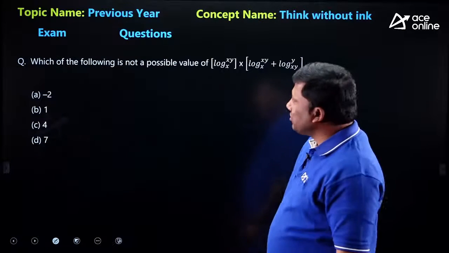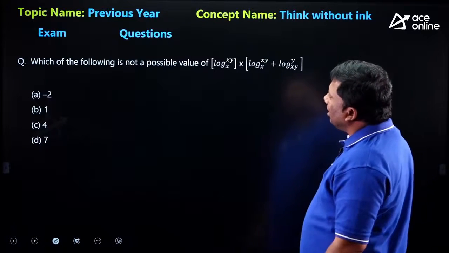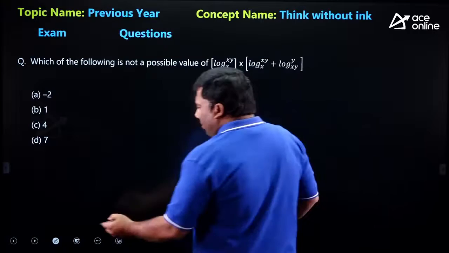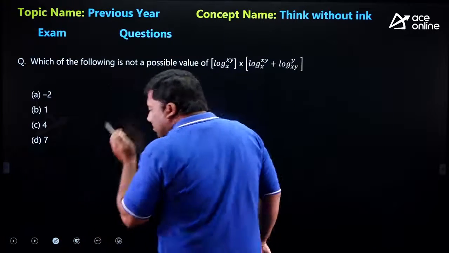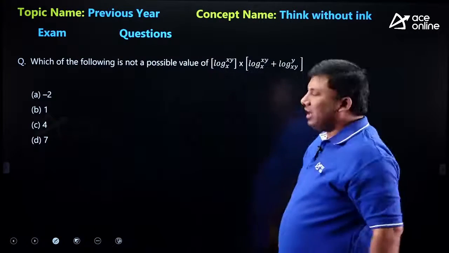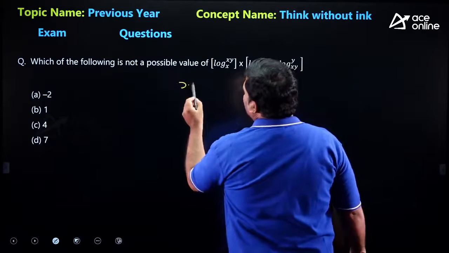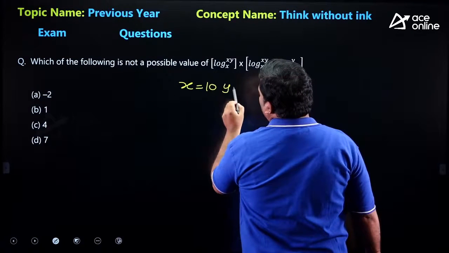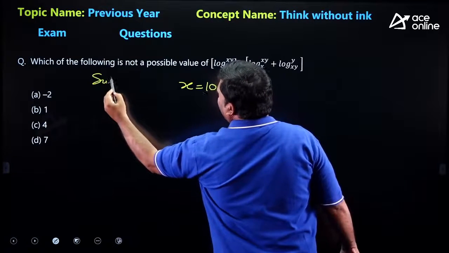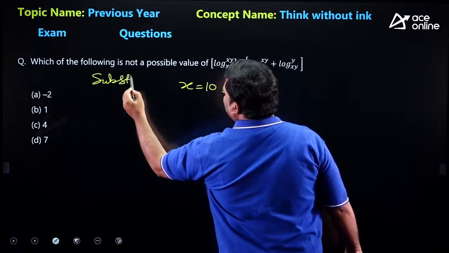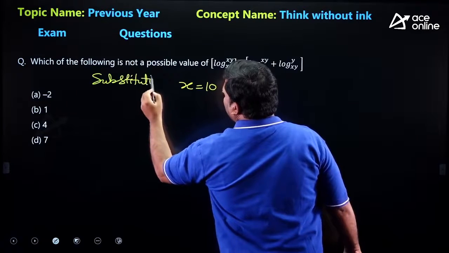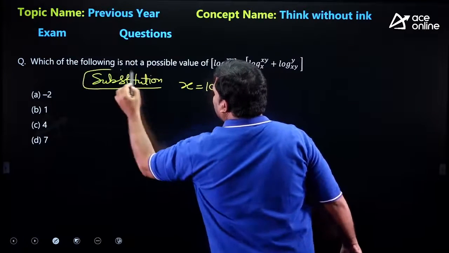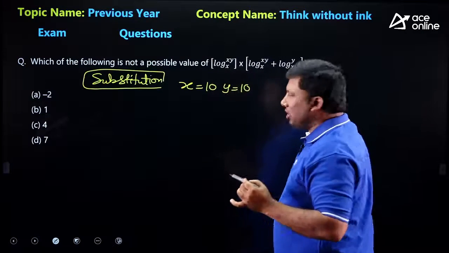Now here also, if you see, which of the following is not a possible value? Question contains variables. If the question contains variables, the best way to solve this question is substitution. Substitution is the right way to solve the question.